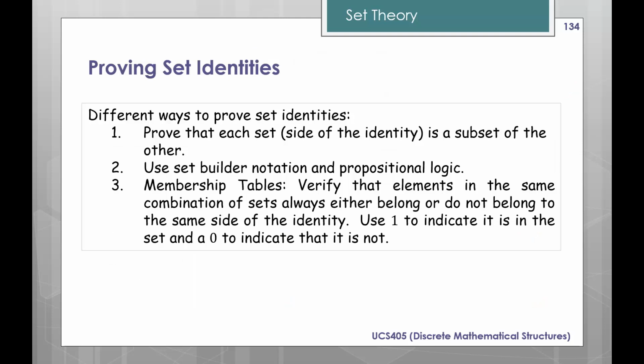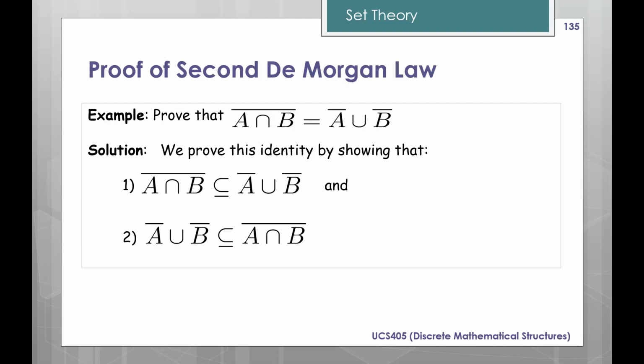There are different ways. Number one, prove that each set is a subset of the other. So first we will do that. Second, we are going to study using set builder notation and propositional logic. Third, membership tables. So this is the first way, the subset method.